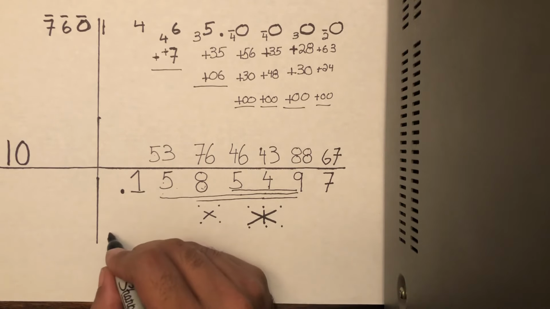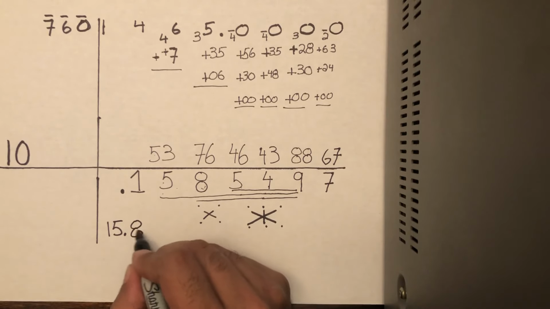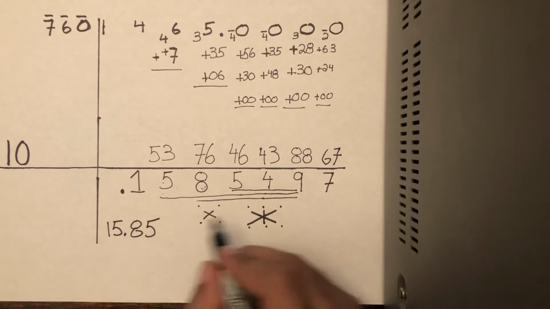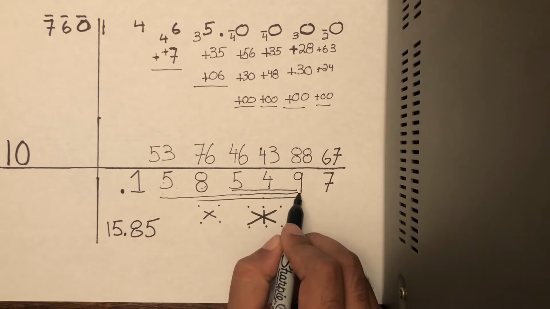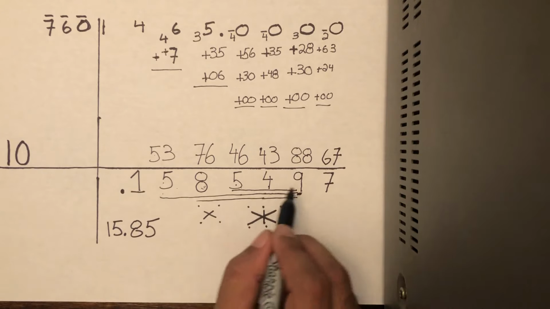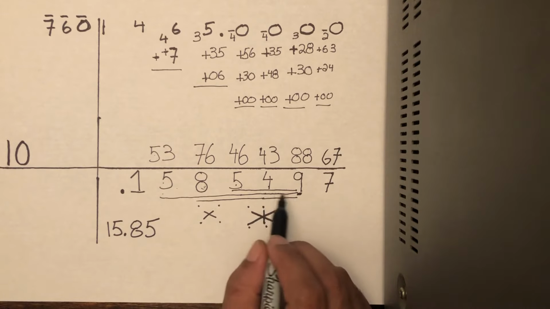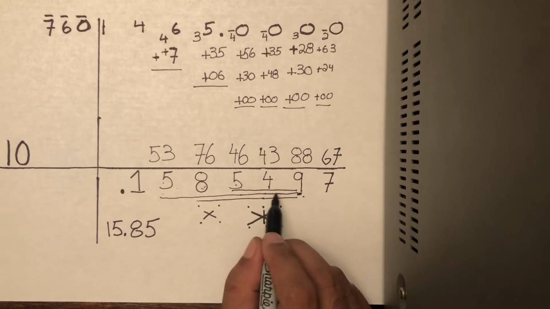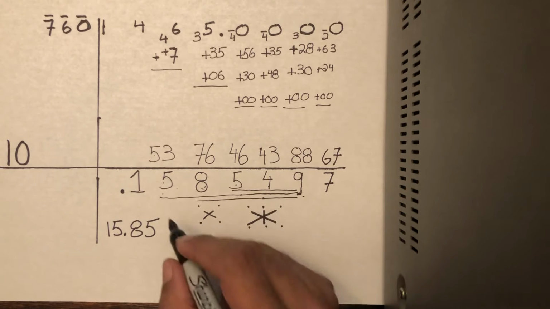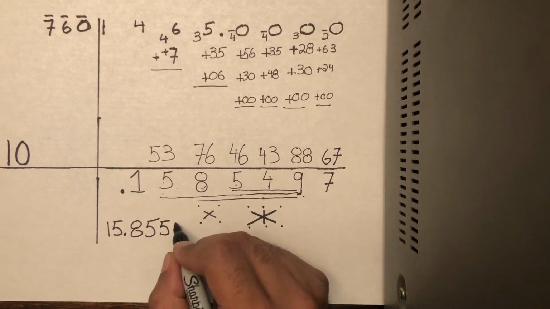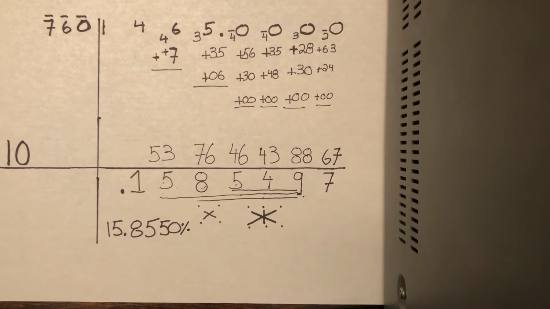So let's make it a percent. So I have 15.85. Now, we're gonna go to this digit here, the 1, 2, 3, 4, 5, 6 spaces, okay? 8, 5. So we have to ask ourselves, is it closer to 49 or 50? And the answer is 50. So I'm gonna put a 50, okay? So that's the percentage, 15.8550.